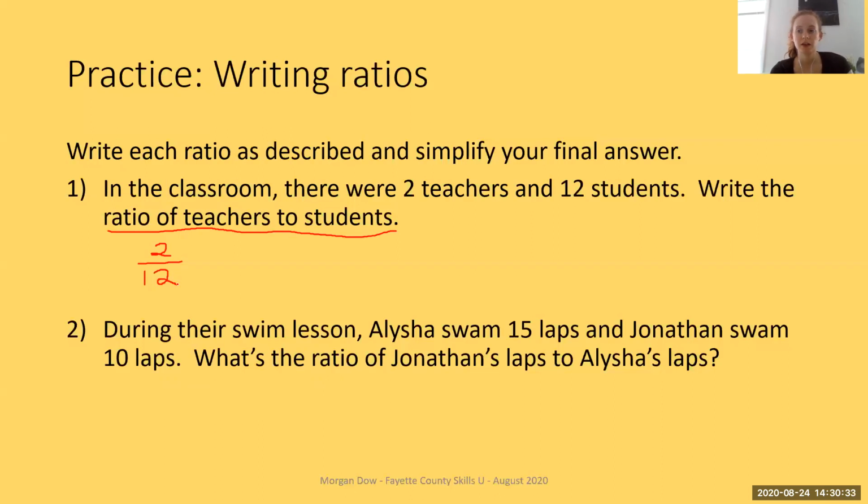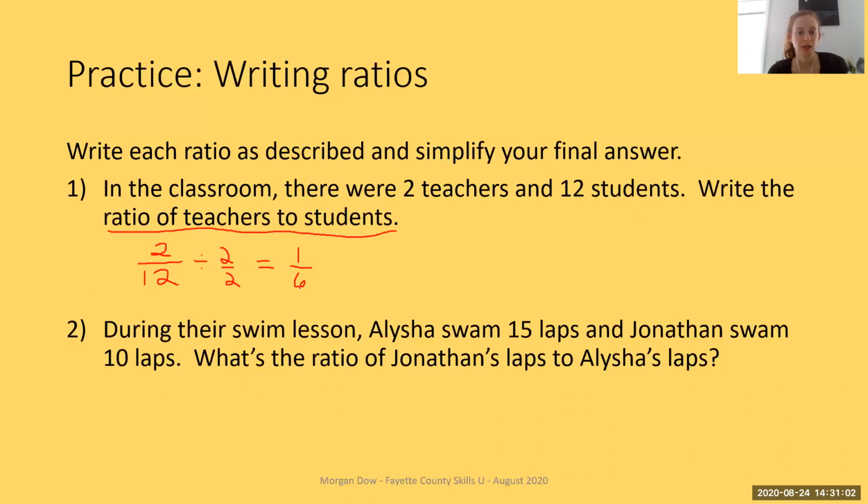And now we want to simplify. How do we simplify? Well, we identify the GCF of our 2 numbers. In this case, it's 2. Both of these numbers are divisible by 2. And so we will get a simplified ratio of 1 to 6. So 1 teacher for every 6 students.